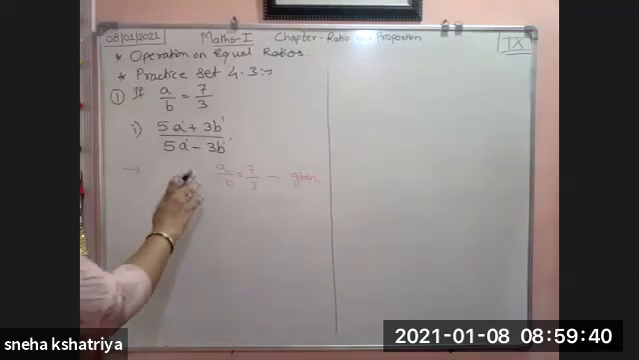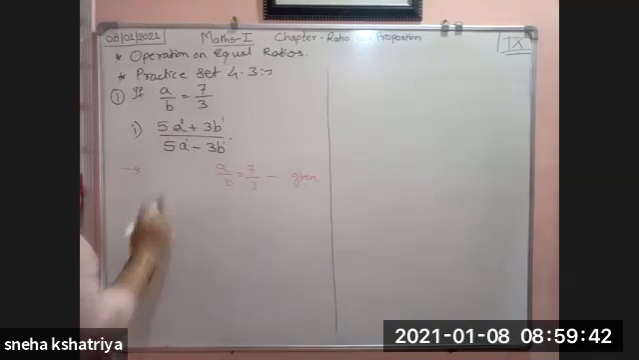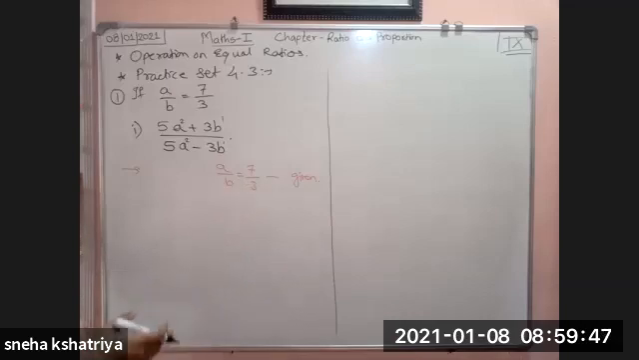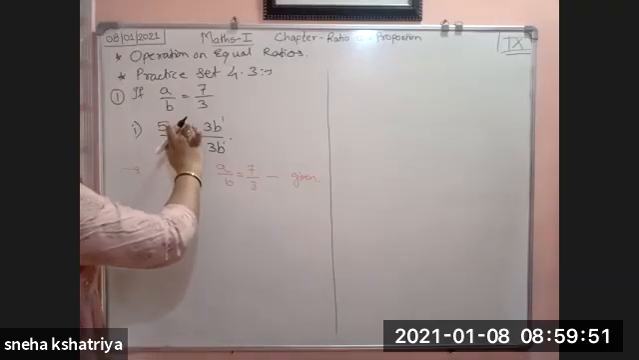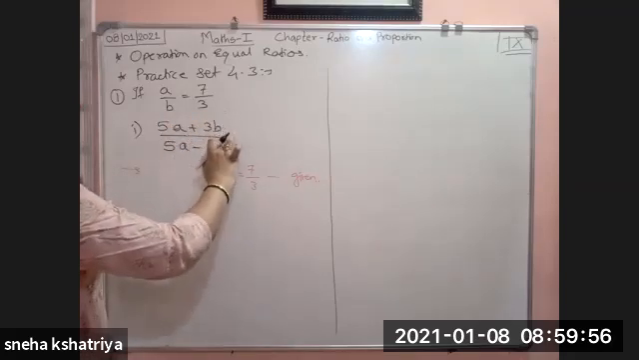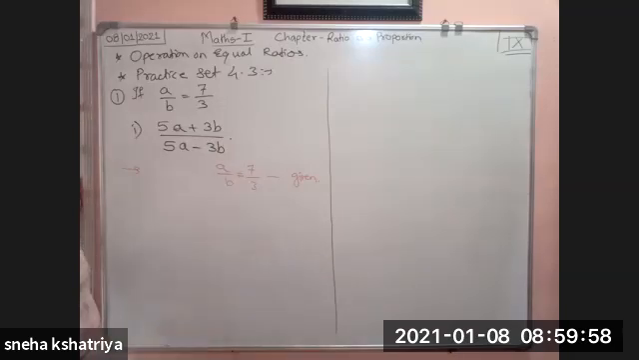If the power of A is square, then we have to take the square of both the sides. But here there is no power given, which means the power is 1. So we will not change this ratio. We will keep it as it is.